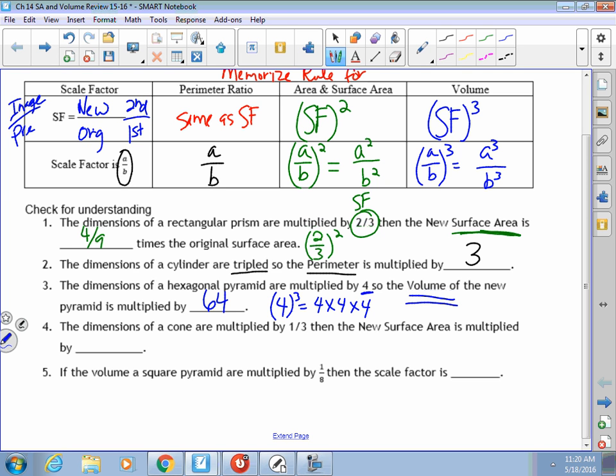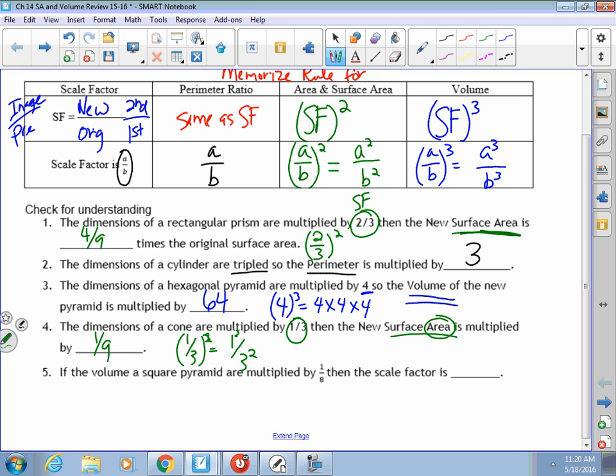Then it says the dimensions of a cone are multiplied by 1/3. What do we do to the scale factor when dealing with surface area? Okay, area is the key. This is my scale factor. We square it. So I say 1/3 squared. That's basically saying 1 squared over 3 squared, which is 1/9.